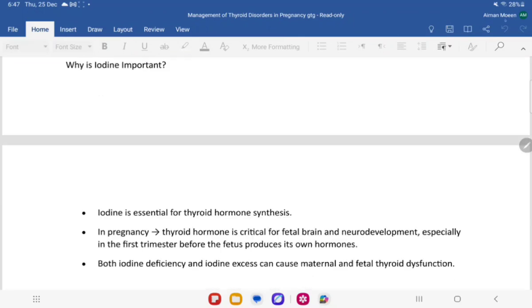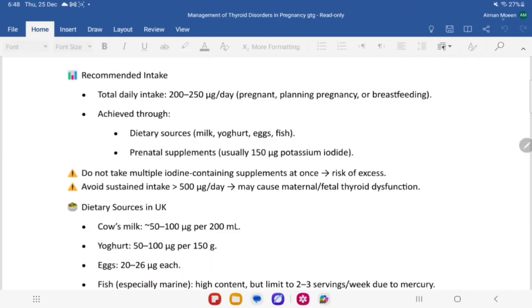Okay, now let's summarize why iodine is important. Iodine is essential for thyroid hormone synthesis. In pregnancy, thyroid hormone is crucial for the fetal brain and neurodevelopment, specifically in the first trimester before the fetus produces its own thyroid hormones. Both the iodine deficiency and excess can cause maternal and fetal thyroid dysfunction.